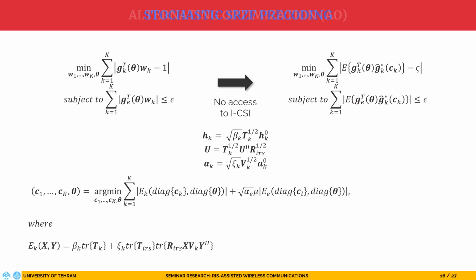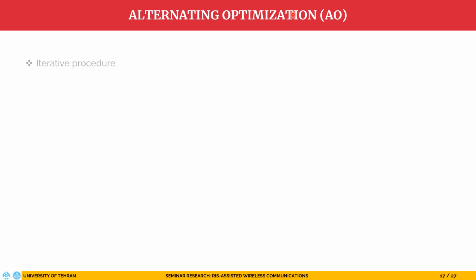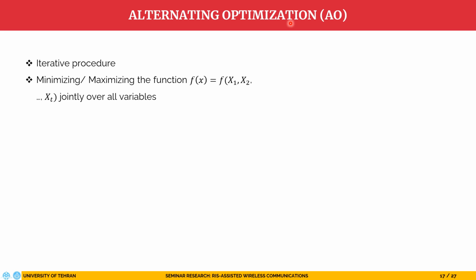Here, by alternating optimization, we can separate the parameters, which are WK, the precoding vector at the base station, and the phase shift of the IRS. We can separate them in the optimization and optimize them separately, so it would be a convex problem. We do this process in an iterative manner until convergence happens.